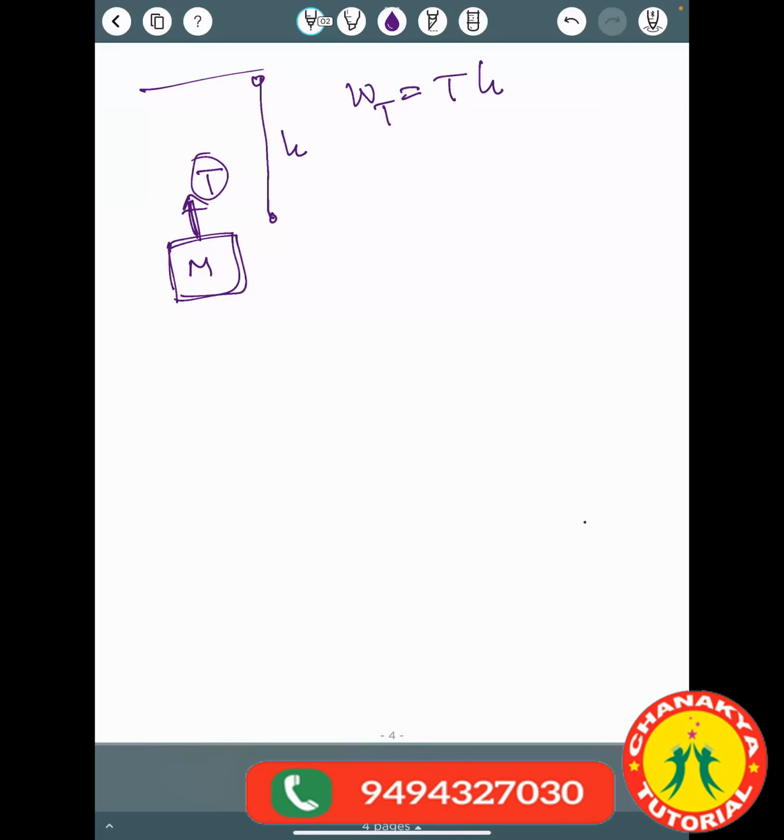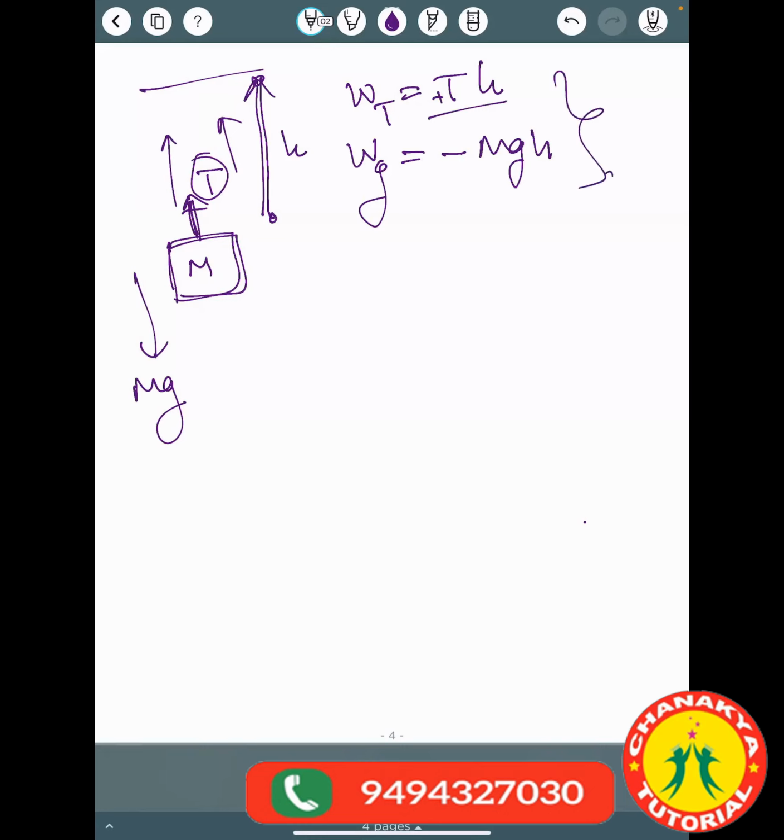See, for work, whichever force I am asking about, you have to see only that force and the displacement. If I ask what is the work done by gravity, then mg is acting downwards and displacement is upwards, so you have to write minus mgh. If they are opposite, you put minus. If they are in the same direction, like tension upward and displacement upward, it is plus TH. Any doubt here?